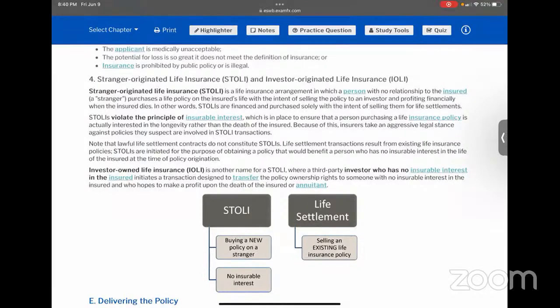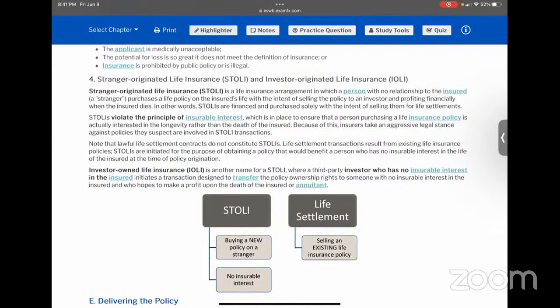STOLIs are initiated for the purpose of attaining a policy that will benefit a person who has no insurable interest in the life of the insured at the time of policy origination.